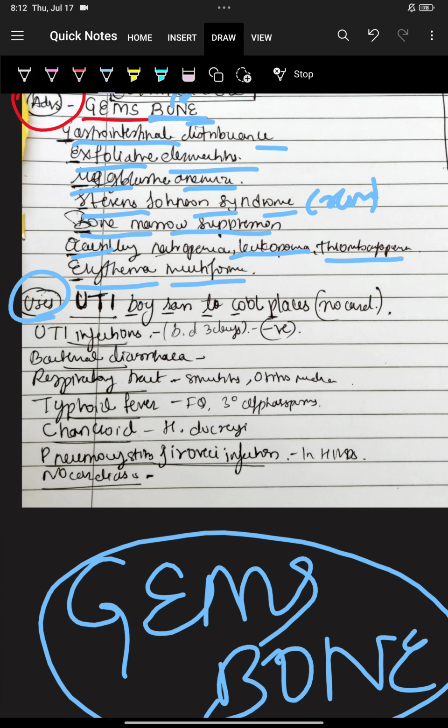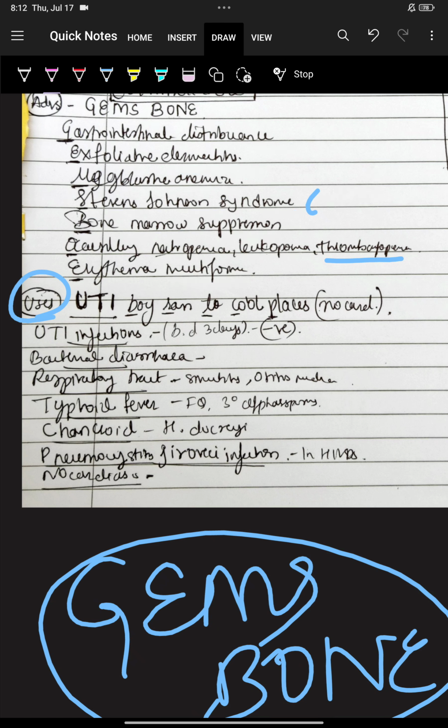Then uses. For uses also I have a funny mnemonic for you to remember, that is: UTI boy ran to cool places. See, remember UTI infection. Whenever you ask a patient about a UTI, the main thing you ask is about burning sensation, right? Is the person having some burning sensation? So the person is UTI infected. So the UTI boy ran to cool places because he had burning sensation, and he ran to cool places because he had no card to enter the AC room. You just remember no card. UTI boy ran to cool places.